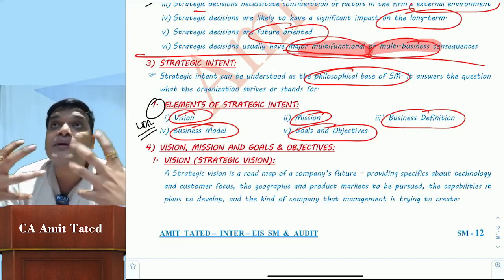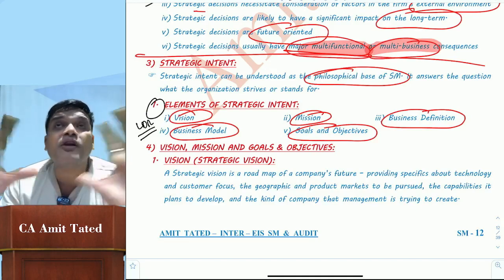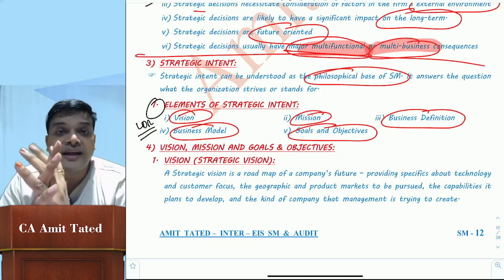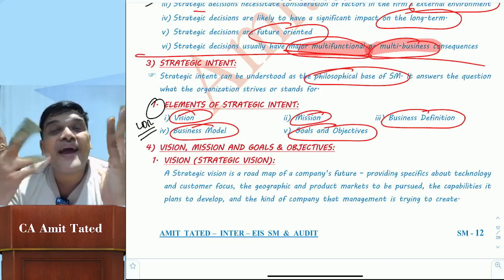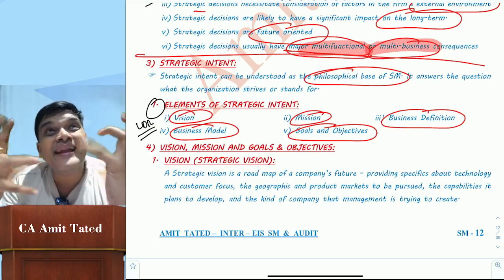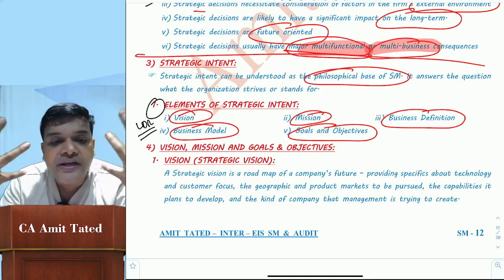For a company, I want to make a profit: that is not a vision. I want to become a top 10, that is called a vision. I want to become a top 5, that is called a vision. In 10 years, I will become like this: this is called a vision.